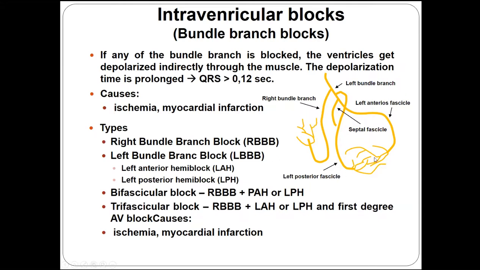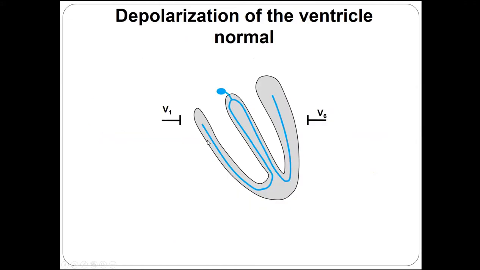And if you do have a bifascicular block plus an AV block, these are called trifascicular blocks. And of course, usually these blocks are due to ischemia or myocardial infarction. Let's revise what the normal ventricle activation looks like.